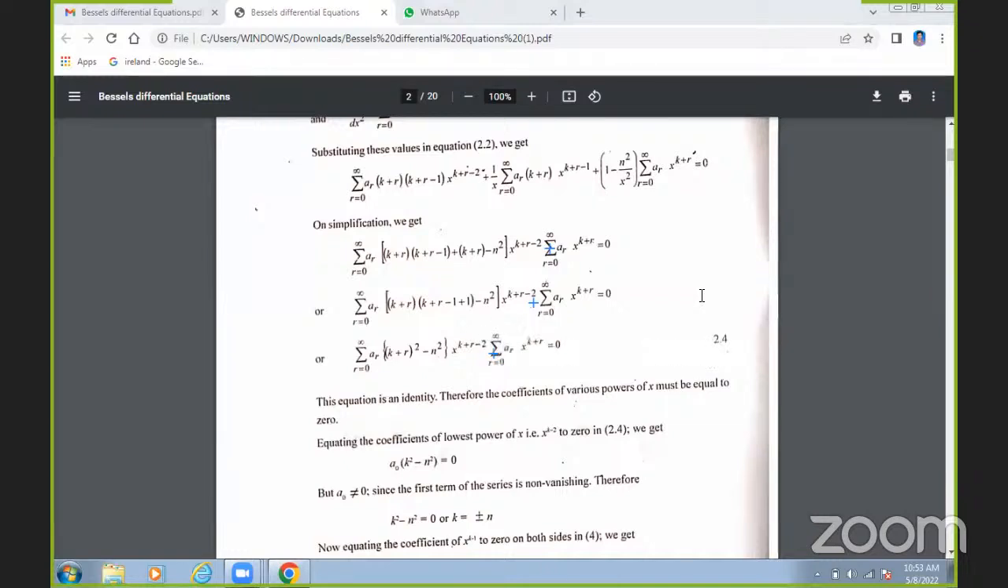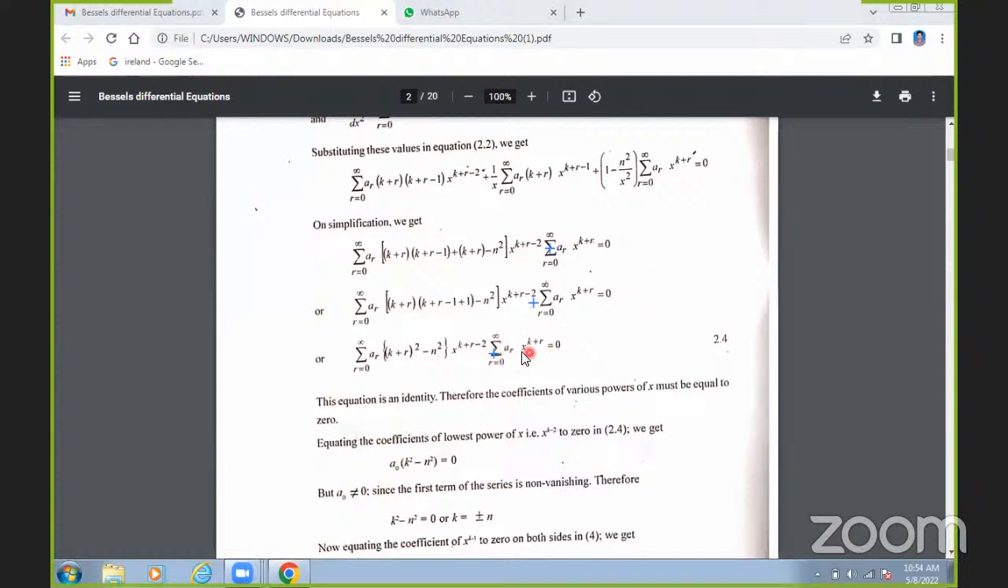Okay? Right. So it is not there in your textbook, maybe that is a printing mistake. So the plus term should be there. Finally, we can write the equation as this one: summation of r equals 0 to infinity, a_r times ((k+r)^2 minus n^2) times x to the power of k+r-2, plus here it should be there. I have written it, no? You note it down in your material, all of you.